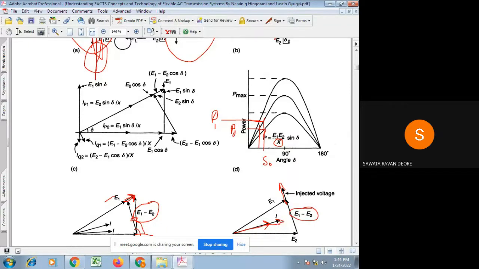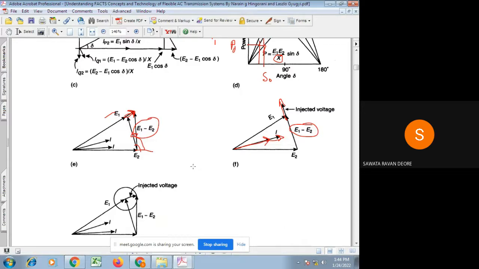Meaning, what is happening here is, if we inject a voltage in series with the line, and that injected voltage is in phase with the voltage drop across that transmission line, then that will significantly change the magnitude of current flowing through the transmission line. And because of that, there is a significant control in active power flow through this transmission line.